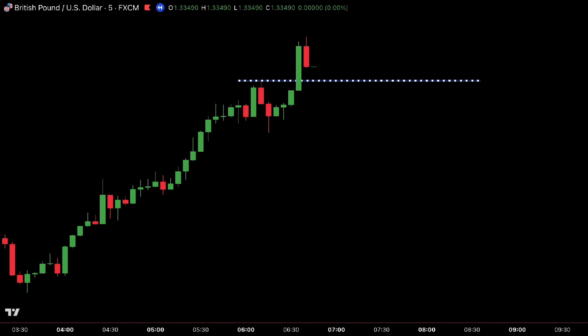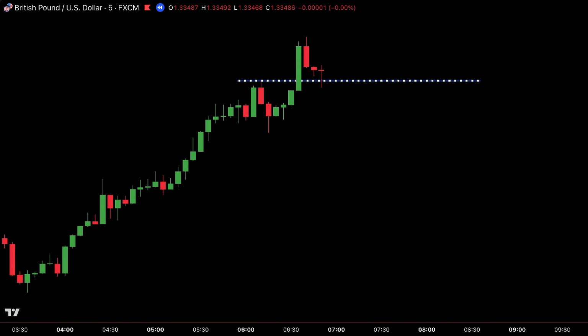Now look at what happened next. After the impulsive move, price retraced back, broke below the support, and then closed back above it. This is a textbook bullish liquidity run, perfectly aligned with the uptrend. This type of setup is one of the best ways to join a trending market with institutional confirmation.